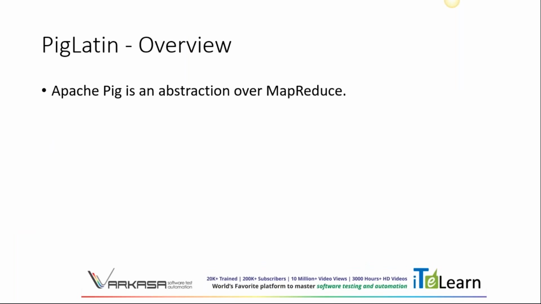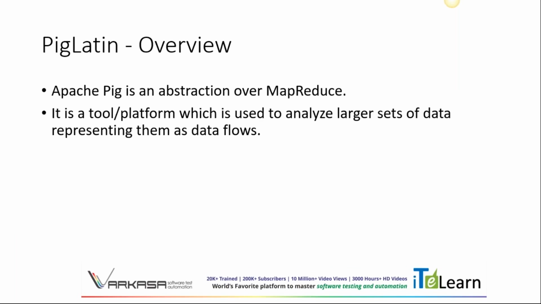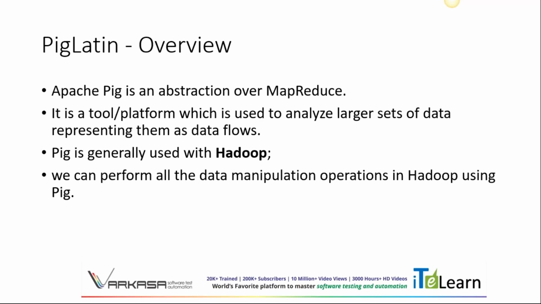So it is an abstraction over MapReduce actually. It is a tool or platform which is used to analyze large sets of data, representing them as data flows. Pig is generally used with Hadoop normally. So we can perform all the data manipulation operations in Hadoop using Pig.